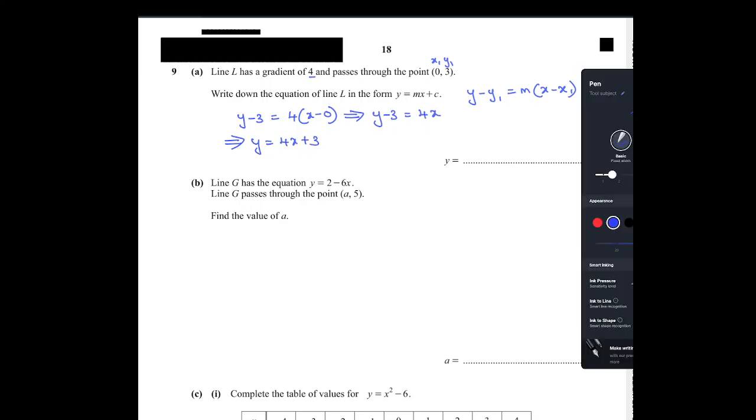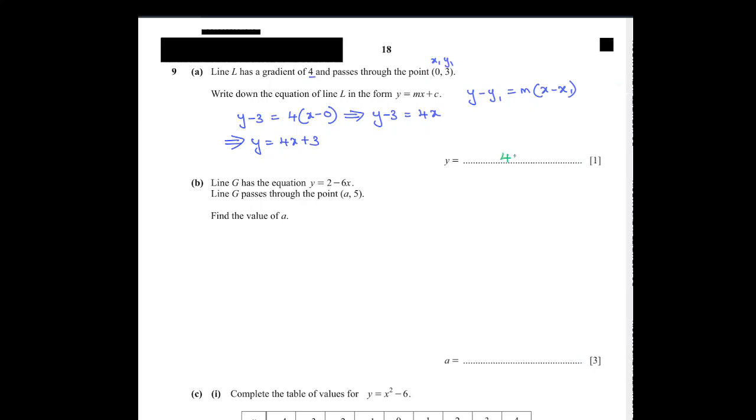Now what is m? m is the gradient given, this one. y1 and x1 are these values. So use this rule here. y - 3 = 4(x - 0). This gives y - 3 = 4x, since x - 0 is x. Now bring this 3 to the right hand side, so y = 4x + 3. This is the equation in the form mx + c. This is the answer, 4x + 3.